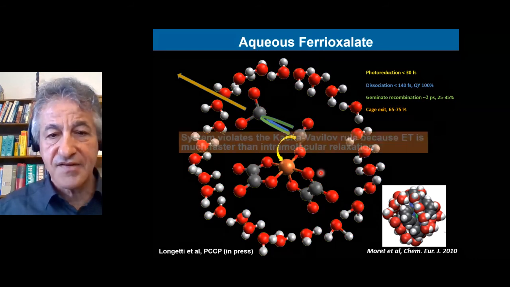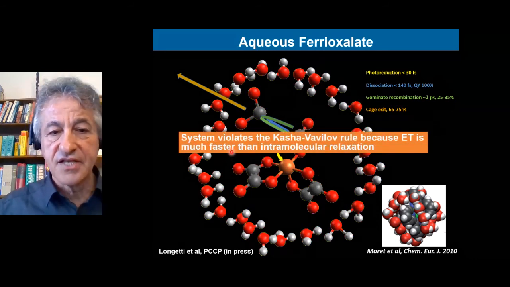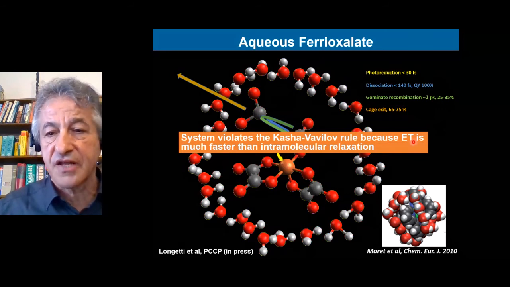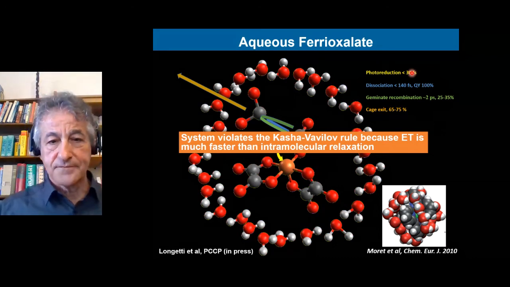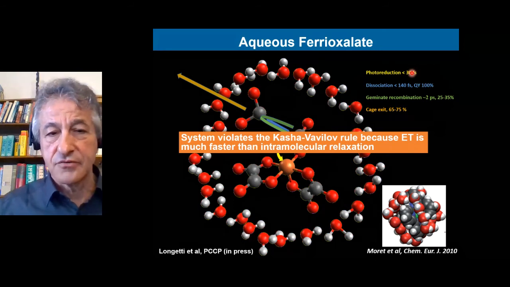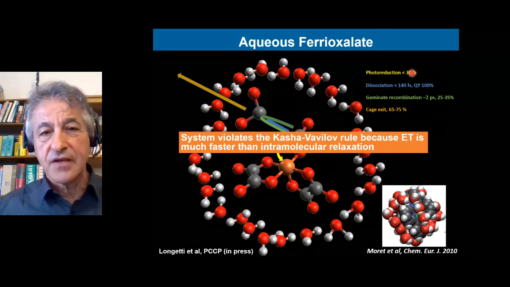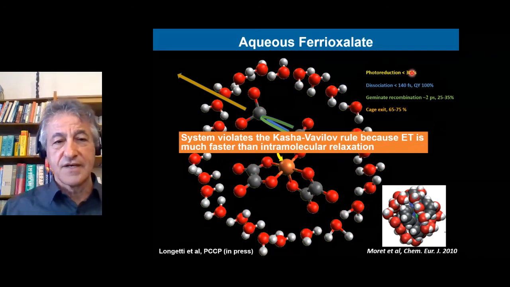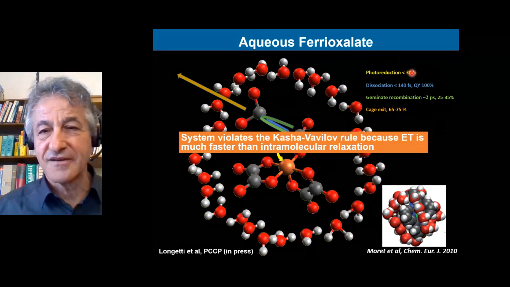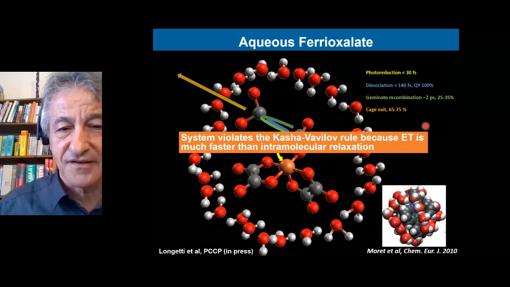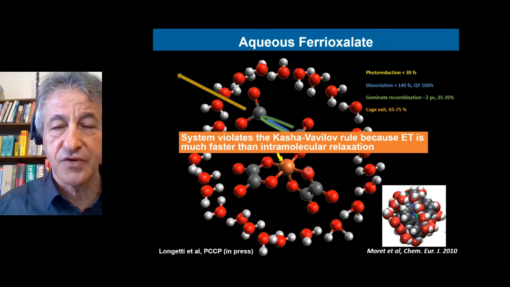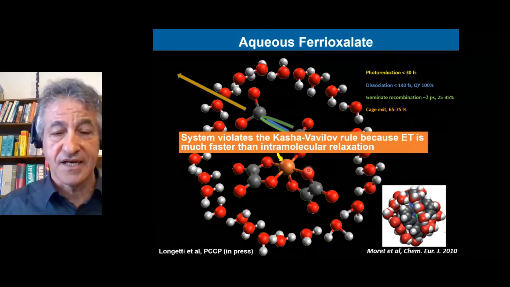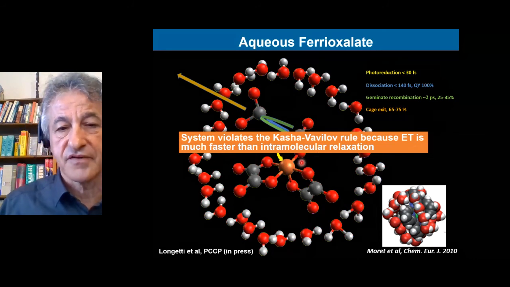So this case is a violation of the Kasha-Vavilov rule, because electron transfer is really very fast. And actually, I think we are talking about attoseconds. By the way, when Francesca invited me, I told her, look, I don't do any attoseconds. She said, it's fine. So the examples I'm giving you point towards high temporal resolution studies that could be interesting to understand. And there are many cases where electron transfer triggers. We have another case with iron hexacyanide. Electron transfer beats the Kasha-Vavilov rule.